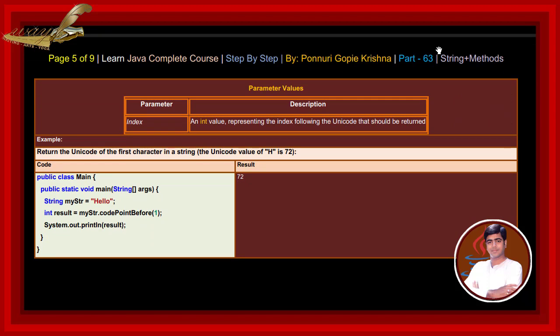See the syntax: public int codePointBefore(int index). See the parameter values. Index: an int value representing the index following the Unicode that should be returned. See the example. Return the Unicode of the first character in a string. The Unicode value of H is 72. If we write and execute this code, the output returns 72.